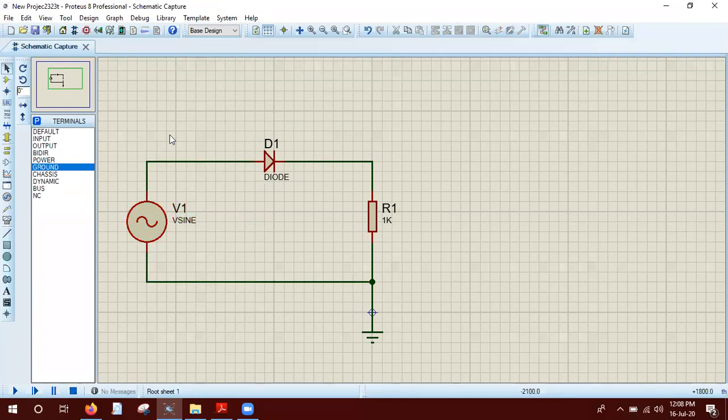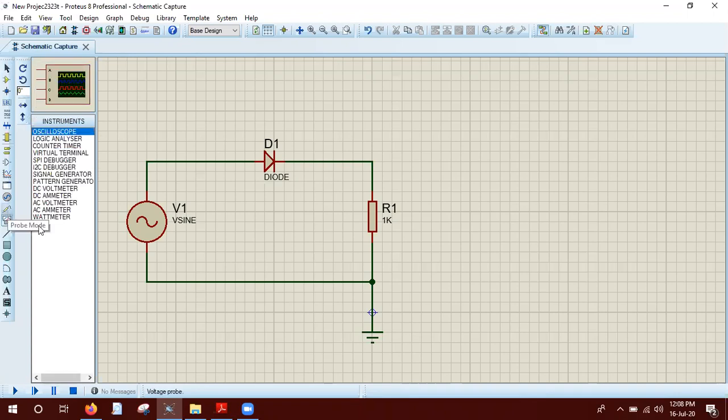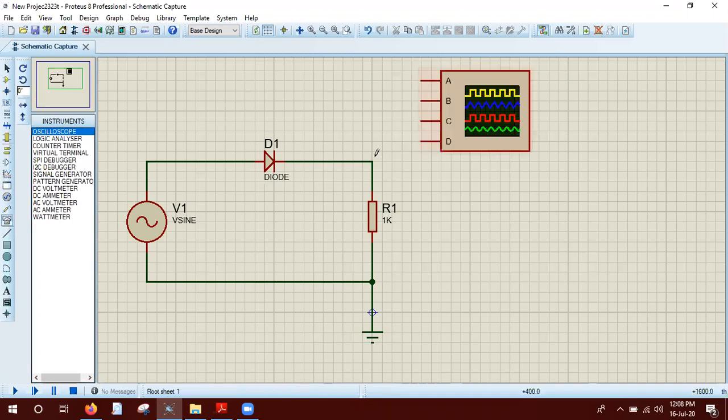Now we want to see the output graph, the half wave output graph. We'll go to this instrument level, just after the probe, and go to the oscilloscope. We take our oscilloscope and place it here. We want to find out the output voltage. We connected the output R1 to channel A of the oscilloscope. So it is done. Is there any problem? Please give me a shout out.